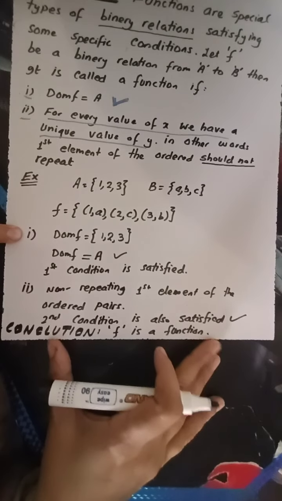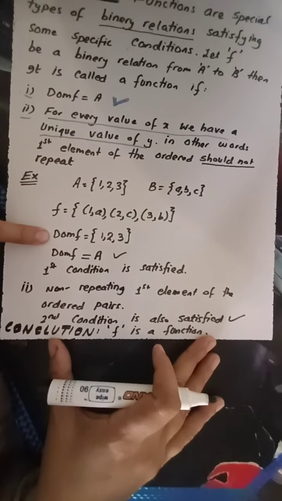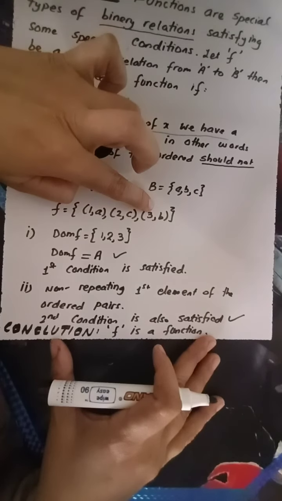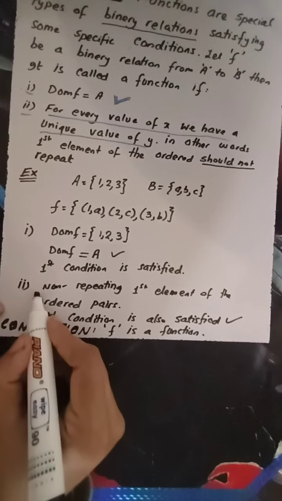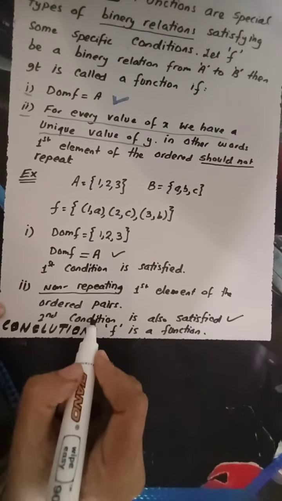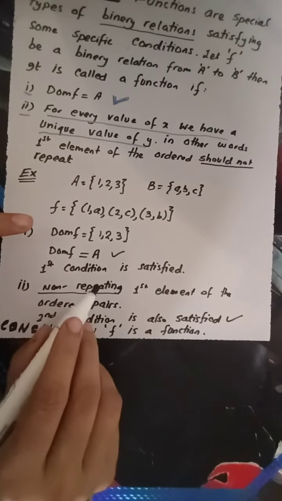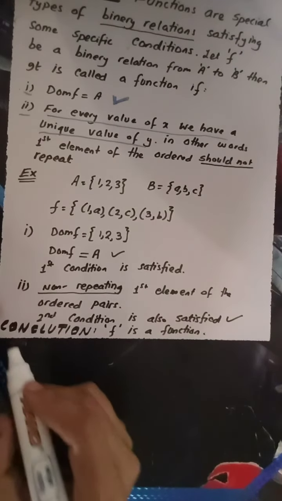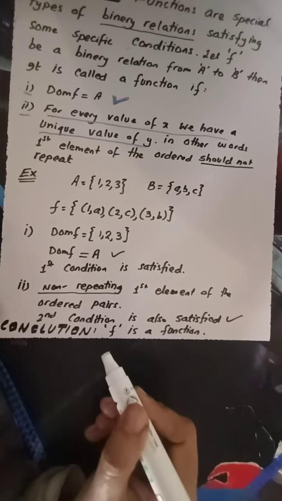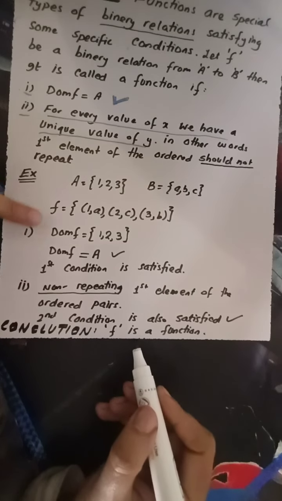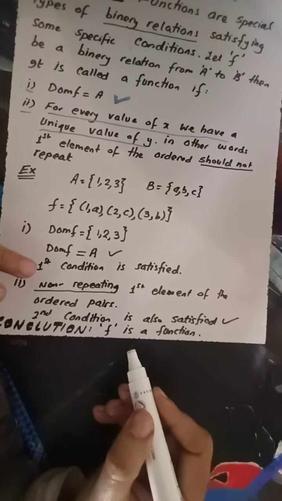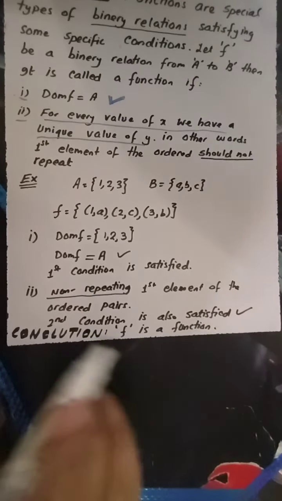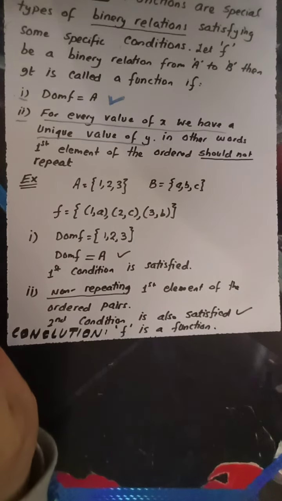Okay, so for the first condition you are going to check the domain of f. For the second condition you are going to check whether the first element is repeating or not. If it is non-repeating, then the condition is satisfied. If it was repeating, the condition would not have been satisfied. Then you just write the conclusion that this is a function. If one of the conditions fails, then you say that this is not a function. Okay, so this is how you define a function.